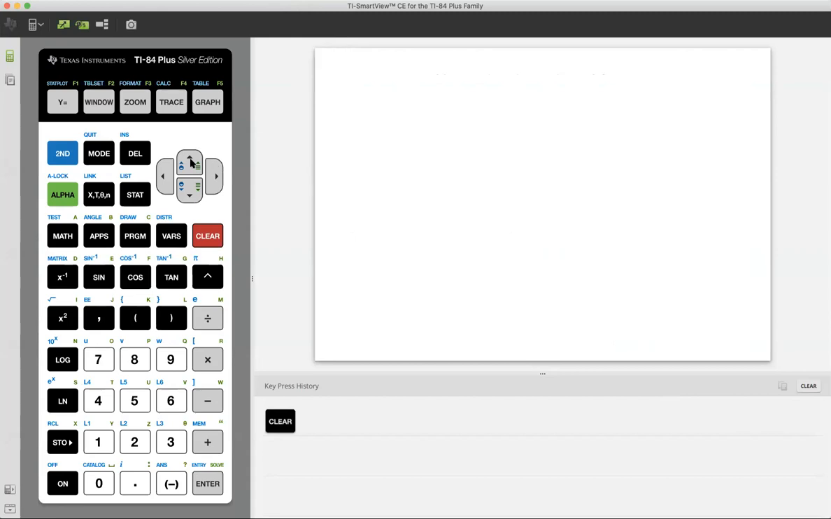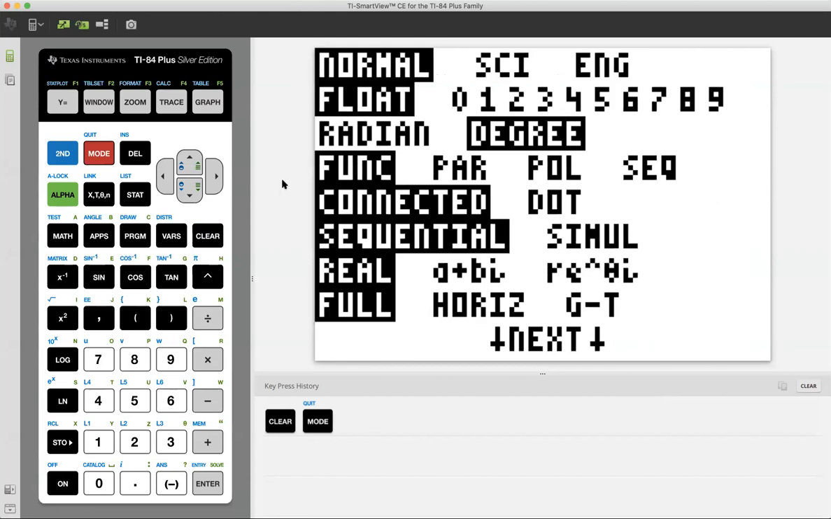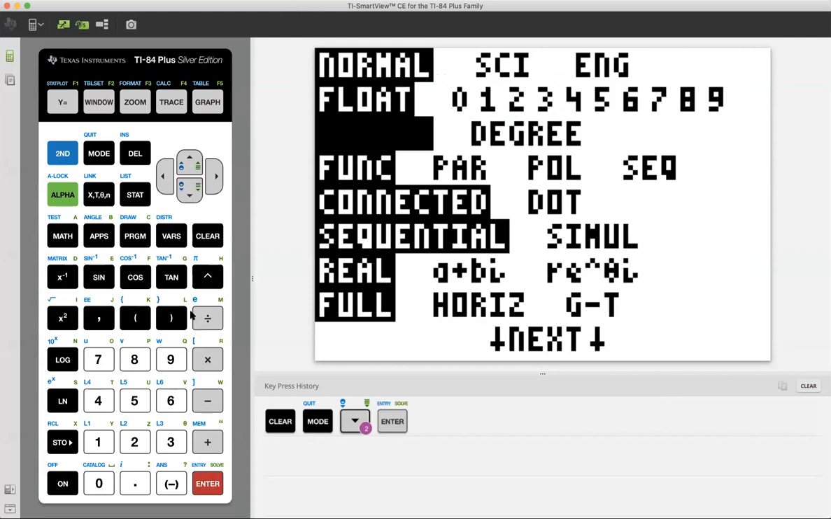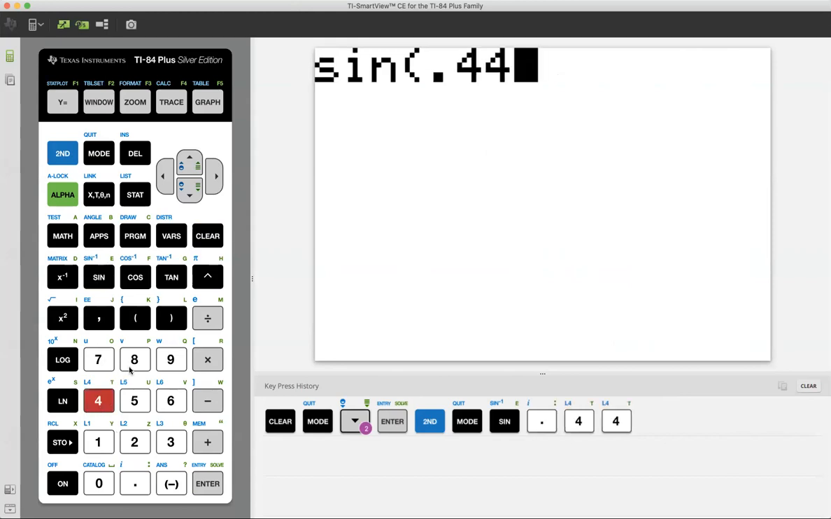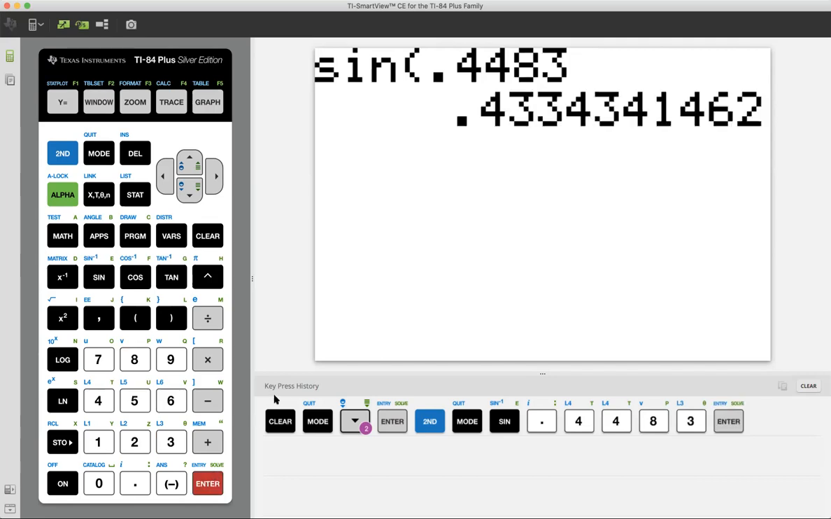On this TI-84, I just go to mode, and then I go down and highlight radians and hit enter. Then I can quit, and now I'm good to go. I'm doing sine, 0.4483. Okay, and there's your answer. All right, I'm in the right mode.